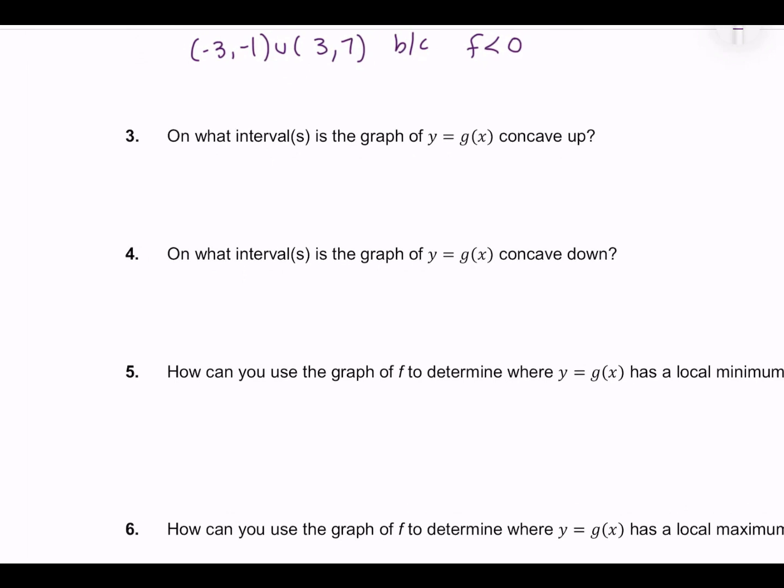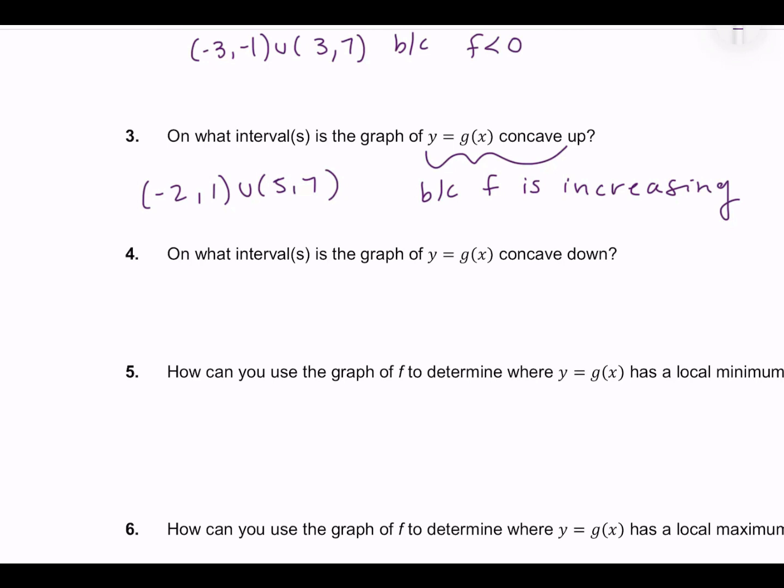So on what intervals is g concave up? I know that g is going to be concave up because f is increasing. So anywhere where f is increasing is where g is going to be concave up. Okay? We've used this strategy before. So those intervals are -2 to 1 in union with 5 to 7.